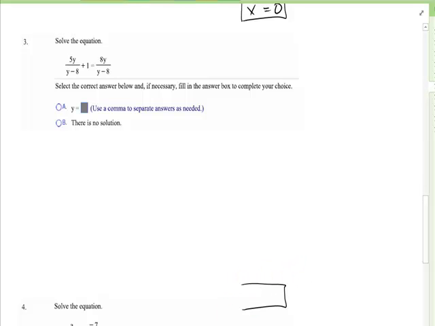My eraser doesn't want to work. Well, there we go.